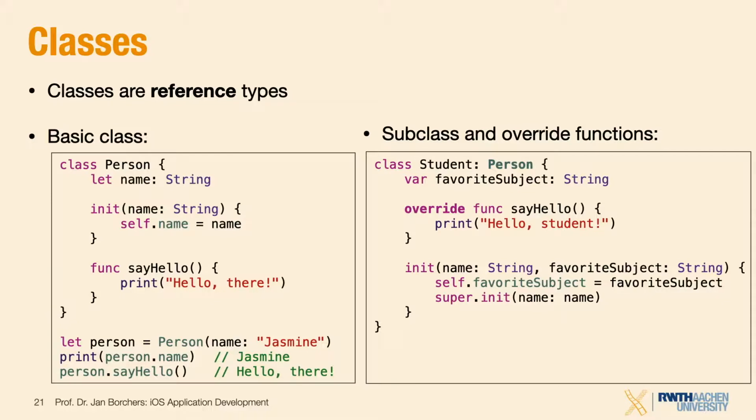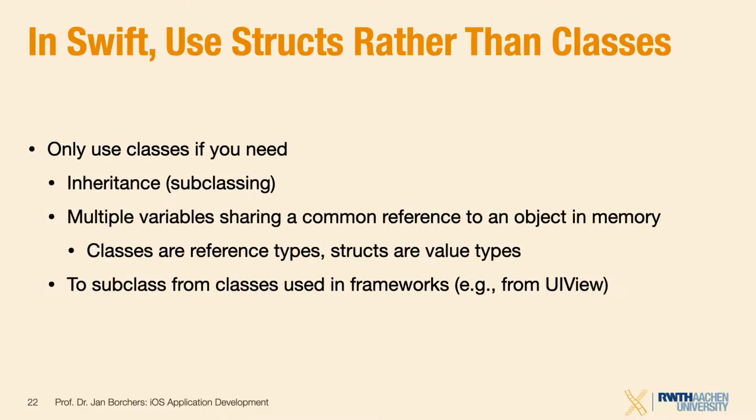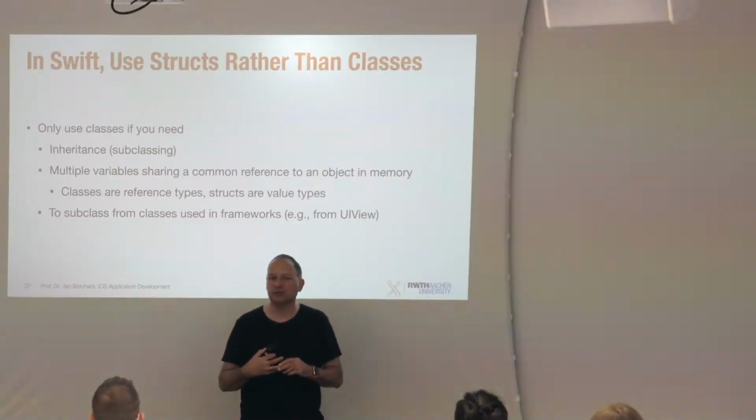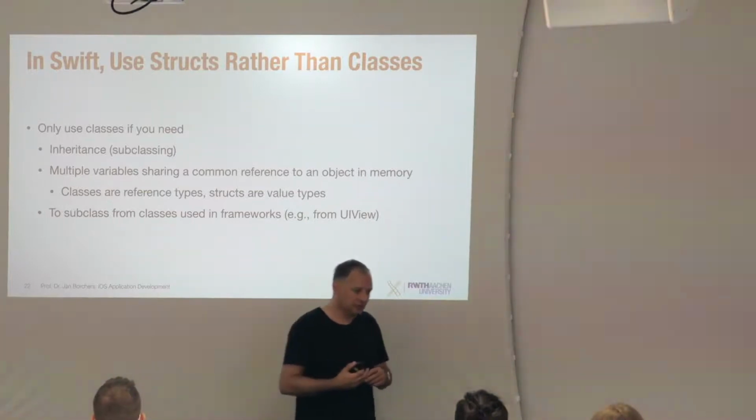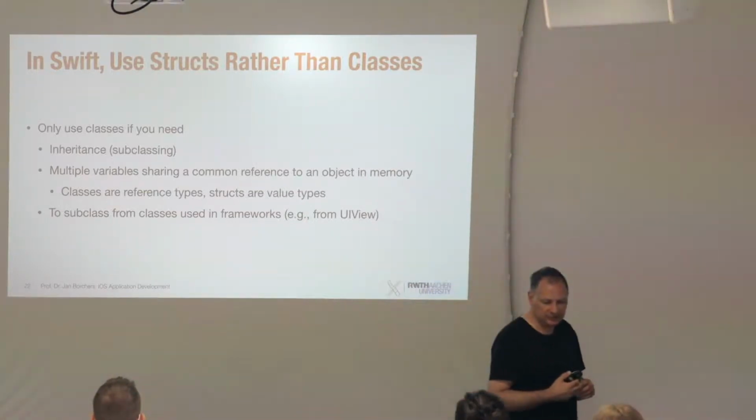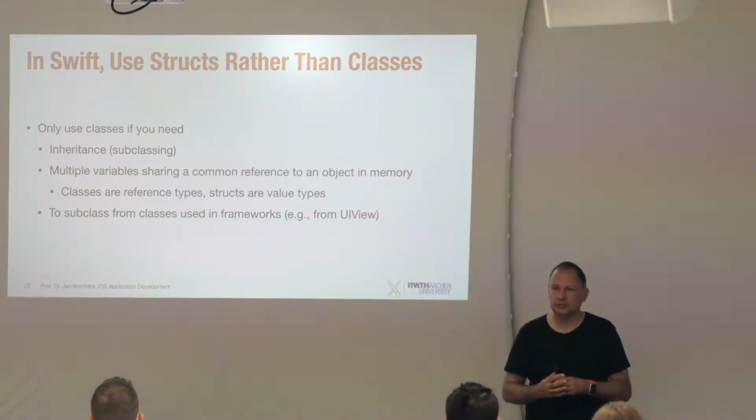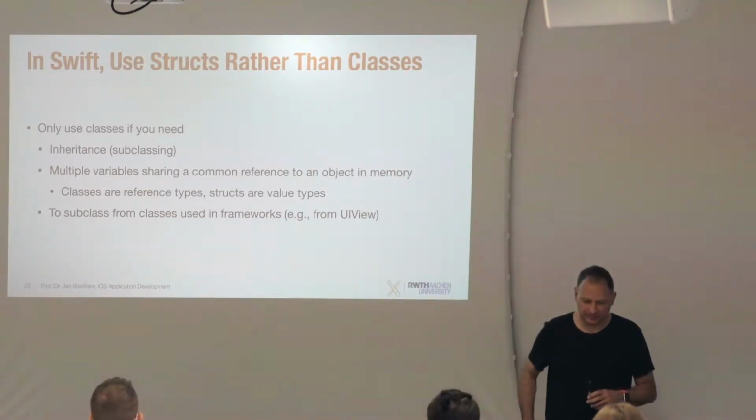All right, so the point here is mostly to be aware that in Swift, you want to use structs rather than classes. There are three primary reasons, I think, that you will find when you do need to use classes. The first one, as I just explained, is you need inheritance, right? You need subclassing. If that's something you want to do, you need to use classes.